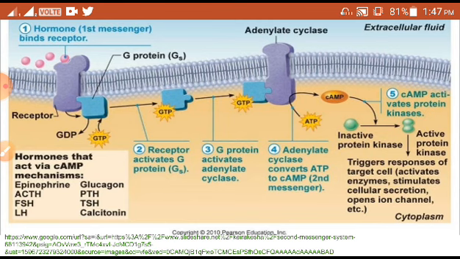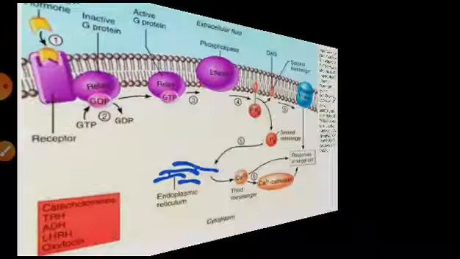Now, once this protein kinase is activated, it will perform various cellular functions, right. Maybe it will activate enzymes, stimulate cellular secretions, open ion channels or something. So it will do various processes here, right. The same cAMP second messenger is used by various hormones, for example epinephrine, glucagon, ACTH, PTH, FSH, LH, TSH, calcitonin and many more. Okay. So this is the way it happens.